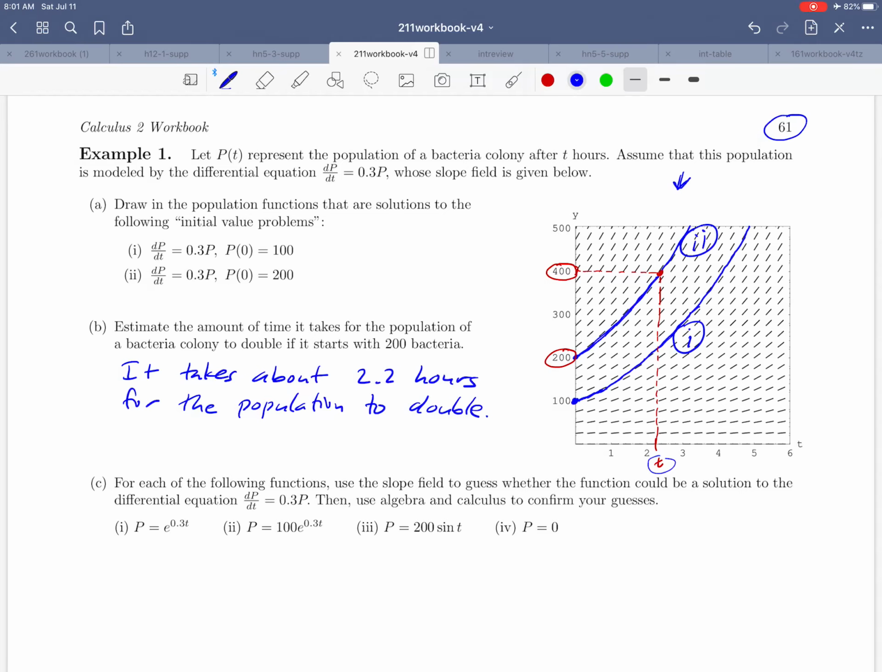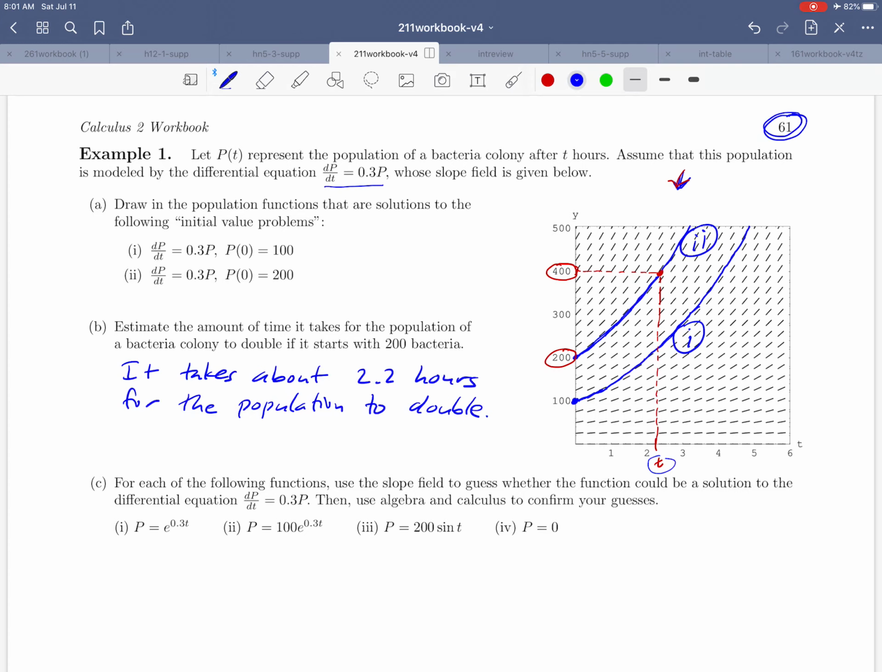Hello everybody, and welcome back to example 1 on page 61 of the workbook. This is the continuation of an example that we started earlier. Let's just refresh our memory on what was going on here. This was about the population of a bacteria colony, which comes from this differential equation, and we talked before qualitatively about what this slope field is telling us.